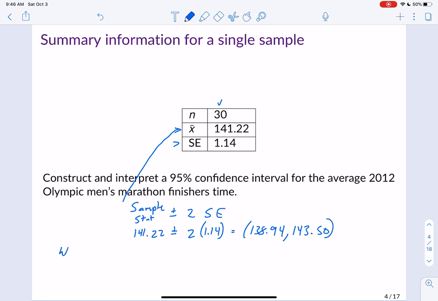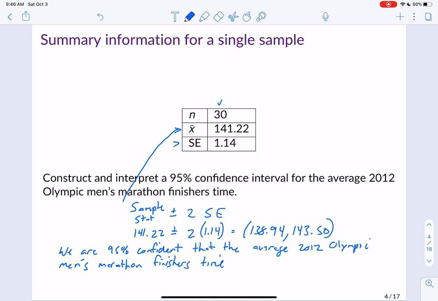So how would we interpret this? We would say we are 95% confident that the average 2012 Olympic men's marathon finisher's time is between 138.94 and 143.50. Note that this unit is in minutes too, so just to be complete, we should write minutes. So we are 95% confident that the average 2012 Olympic men's marathon finisher's time is between 138.94 and 143.5 minutes. That's our interpretation, and we calculated it up here.